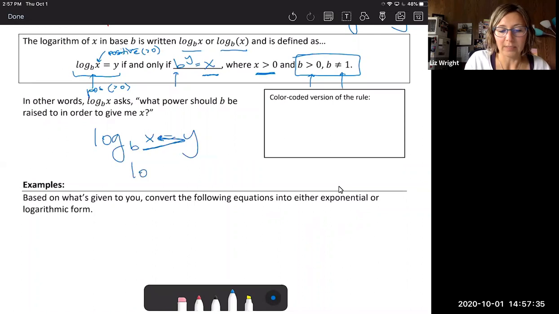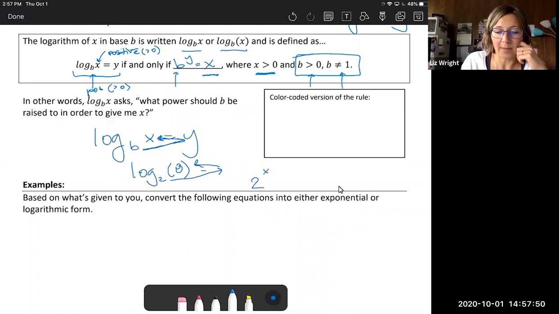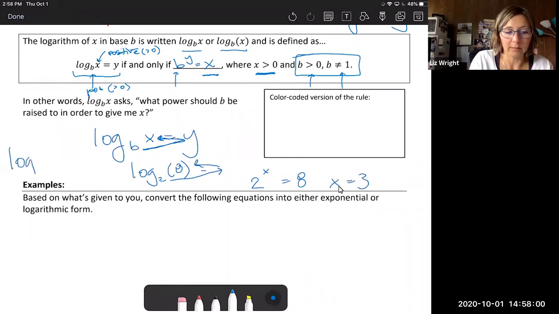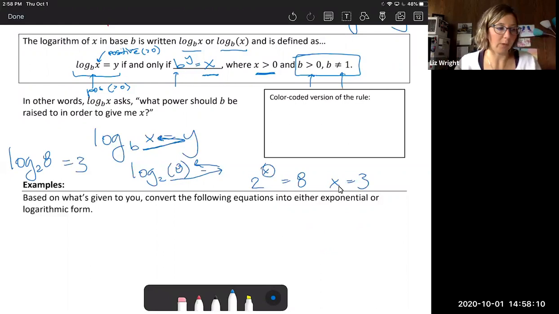So for example, let's say we had log base 2 of 8. It's asking you, 2 to what power is going to give me 8? The answer is 3. And so what that means is that log base 2 of 8 equals 3, because that's what it is. It's an exponent, right? Logs are exponents.